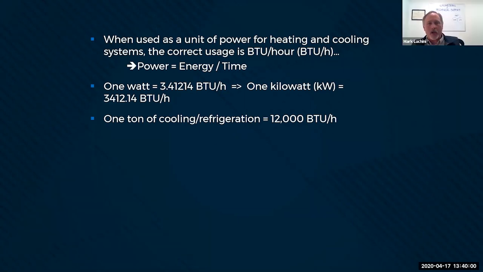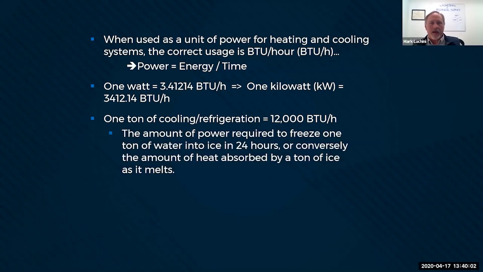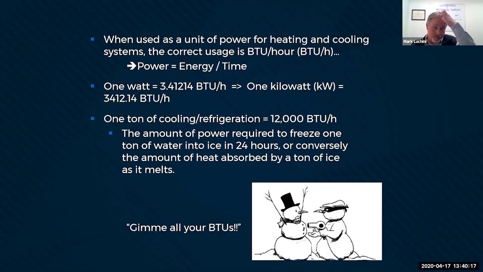But anyway, why do we call it a ton? It's the amount of power required to freeze a ton of water into ice over a 24-hour period. Conversely, it's the cooling energy you get out of that ton of ice as it melts over 24 hours.